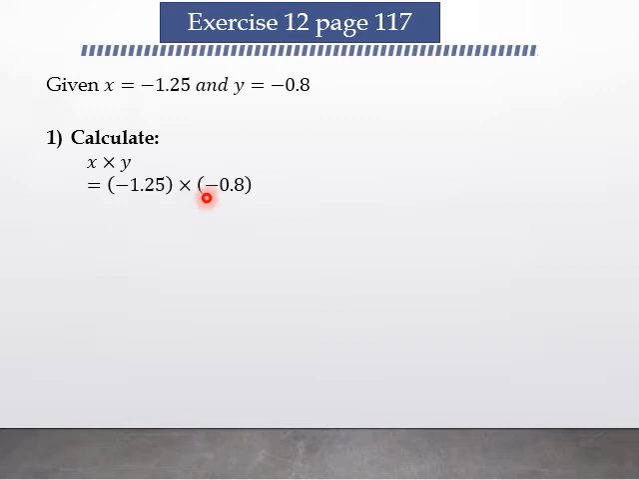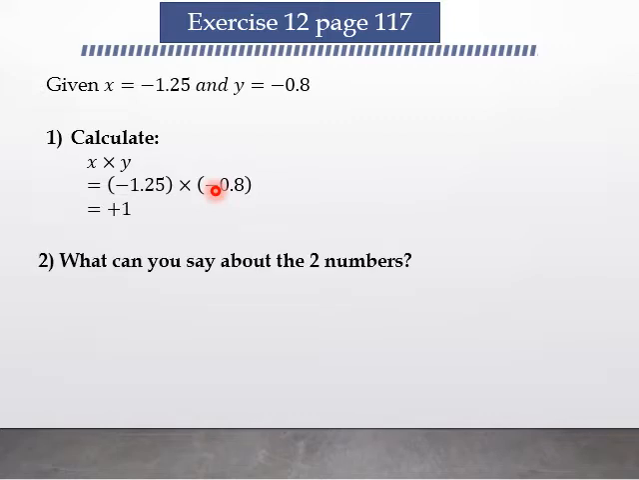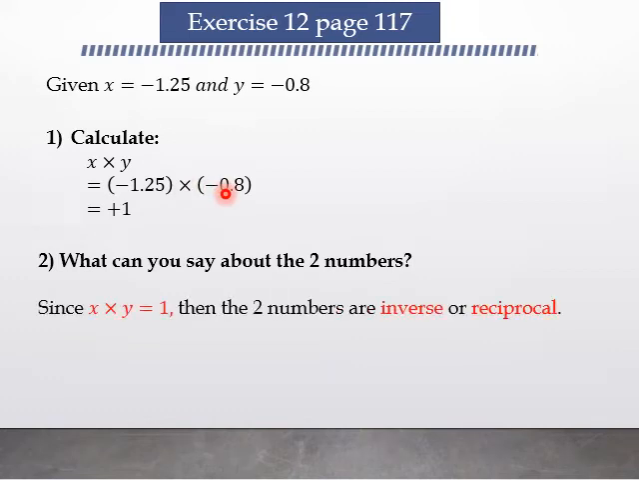Now, how to multiply two signed numbers? First, start sign by sign: minus minus, same sign, so it would be plus. 1.25 times 0.8 is 1, so the whole result is 1. What can you say about the two numbers? As I told you before, two numbers whose product is 1 are said to be inverse or reciprocal. Okay, you should memorize these terms.